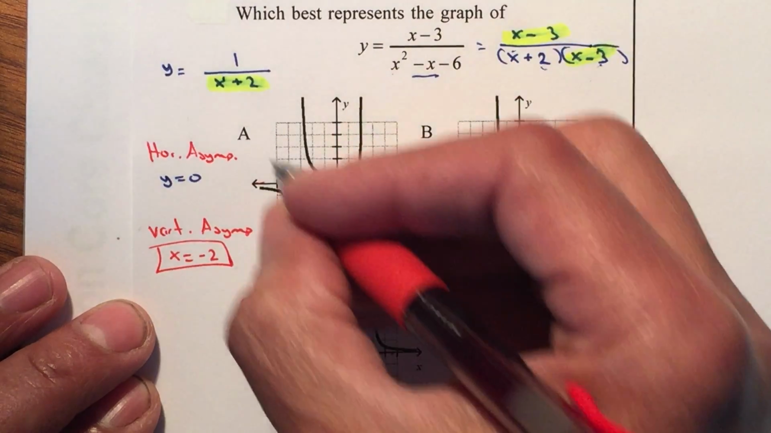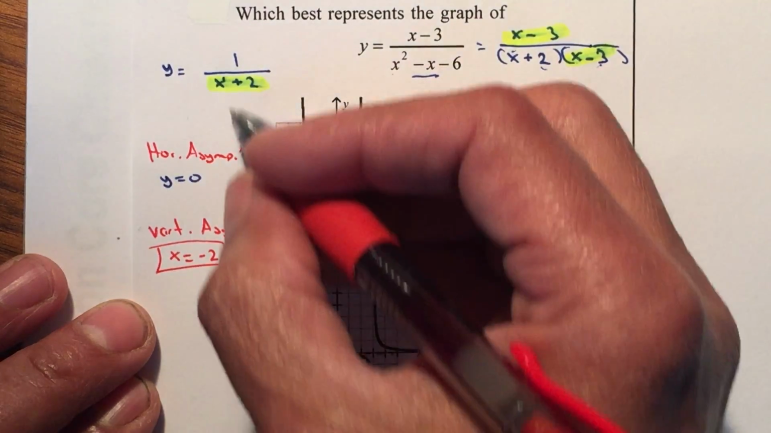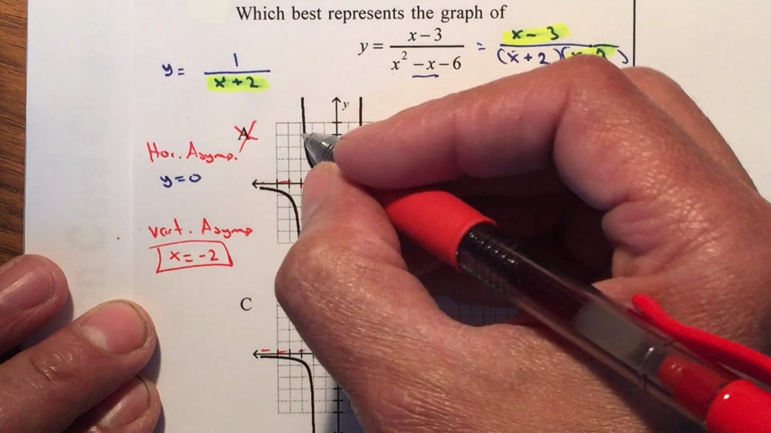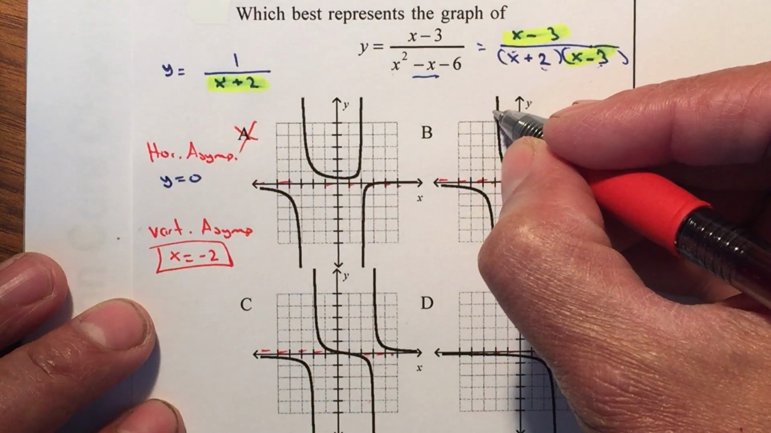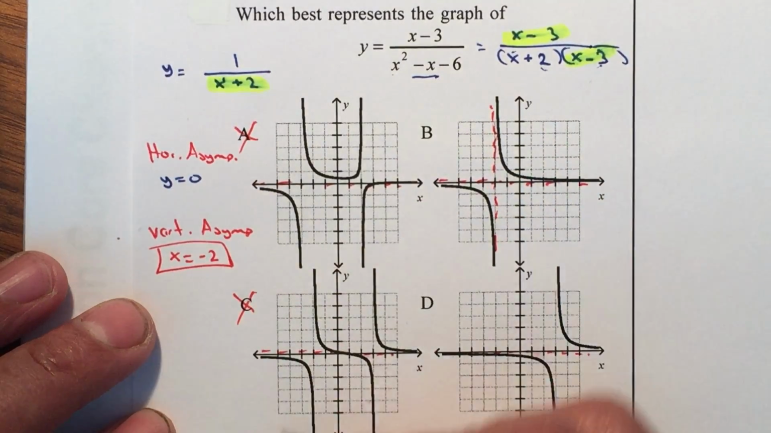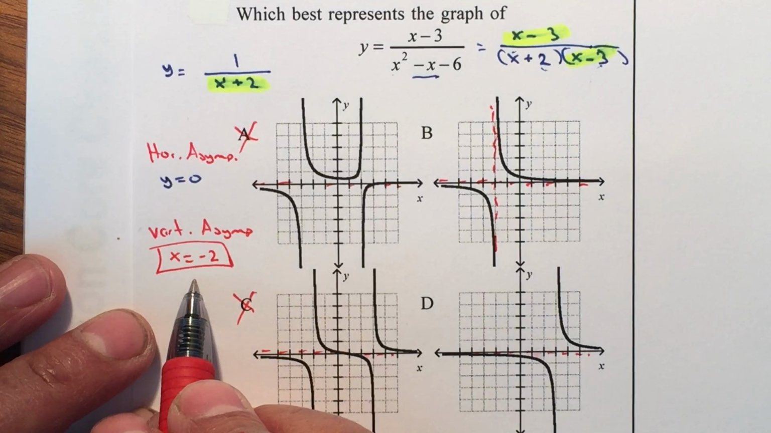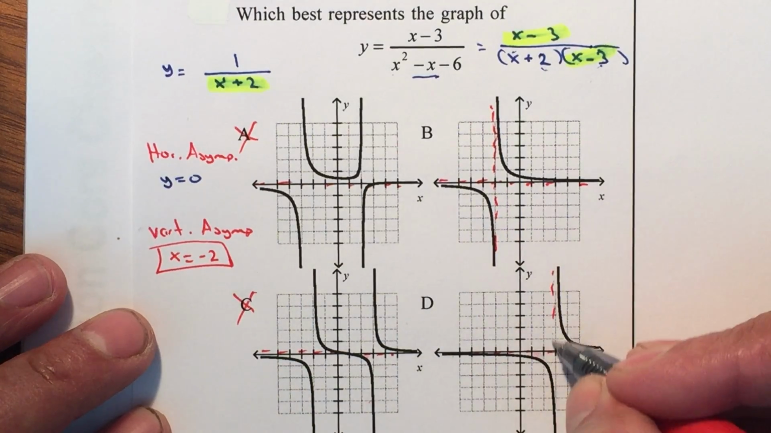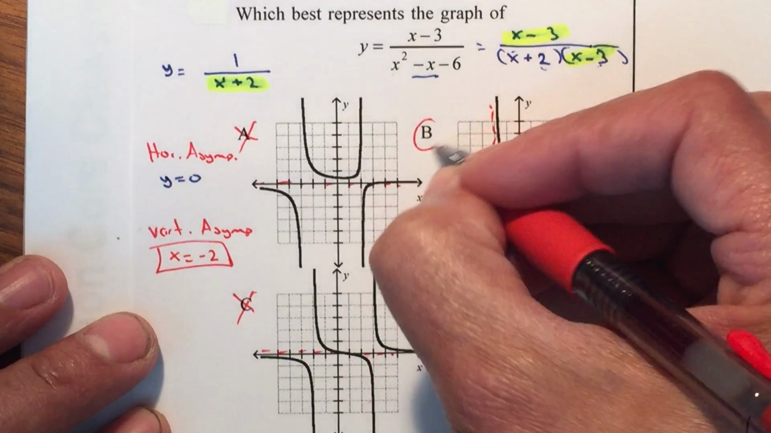So at negative 2, therefore A is not your answer, since we only have one vertical asymptote, not 2. And B can be your answer. C cannot be your answer because we only have one vertical asymptote and not 2. And in this case, not D. So therefore your answer is B.